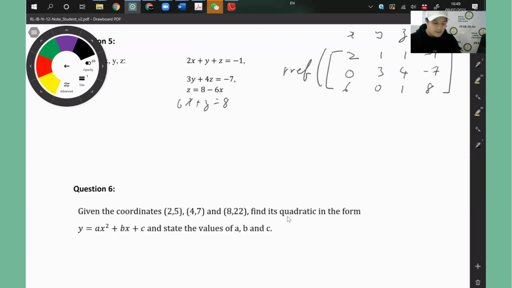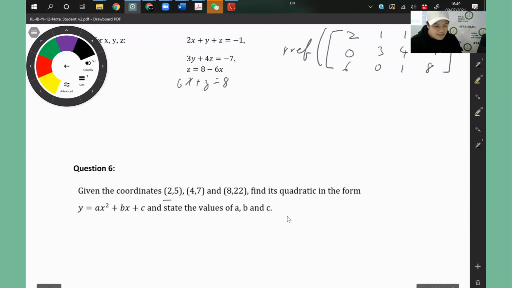Okay, so for this one, I give you 3 random coordinates out of quadratics. So in front of you, you got 3 forms. What form should I start? Because quadratics polynomial, you have 3 forms: general form, turning point form, and intercept form. These are 3 random coordinates. I don't have turning point, I don't have x-intercept, so I will start from general form, and that's what they're asking.